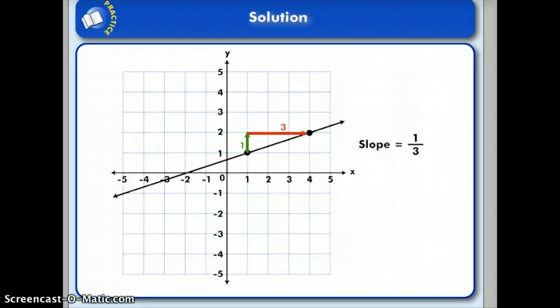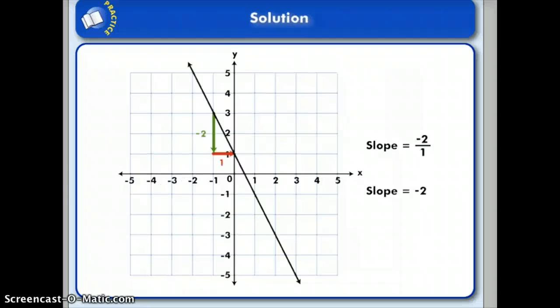Well, that's the one we just did. Ooh, let's try this one. What's different about this one is our slope, our line, actually looks like it's going down. And this is actually going to be a negative slope.